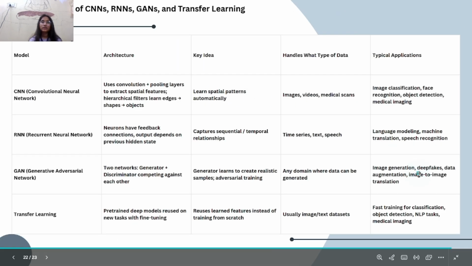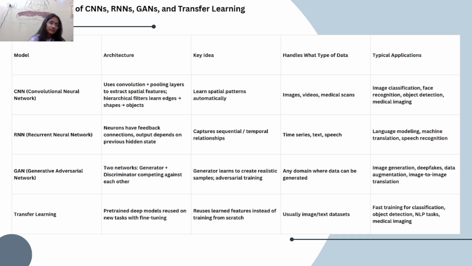Now the next question. In part B we have to compare CNN, RNN, GAN, and transfer learning. CNN stands for convolutional neural network. The architecture uses convolution and pooling layers. It learns spatial patterns like images and objects. Applications are image classification, medical imaging, and face recognition. This is the main core concept of CNN.